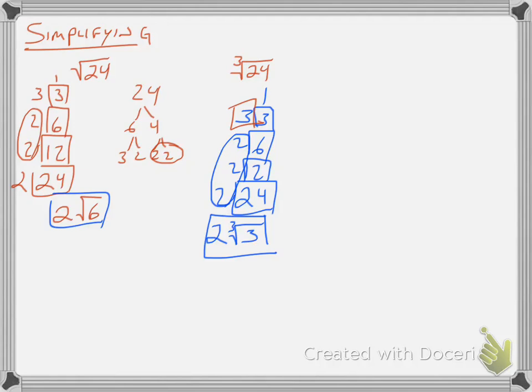You do the same thing with the factor tree, except you're looking for triples, so it would be 3 2's, and the same idea.